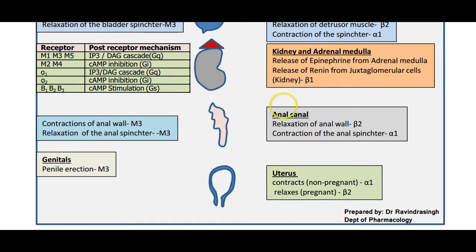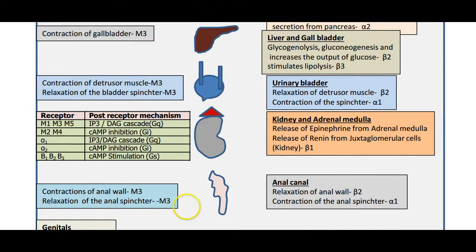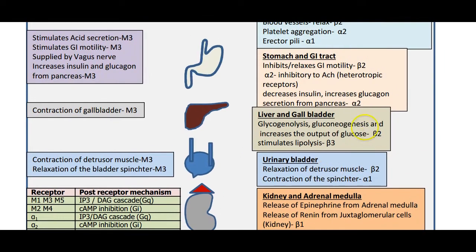Alright, so now let's move on to the other places where beta 2 receptors are present. Like beta 2 is also present in the liver. In the liver, actually it causes glycogenolysis, gluconeogenesis, and also increases the output of glucose. So this is again a sympathetic effect in the liver, which is actually mediated by beta 2 receptors.